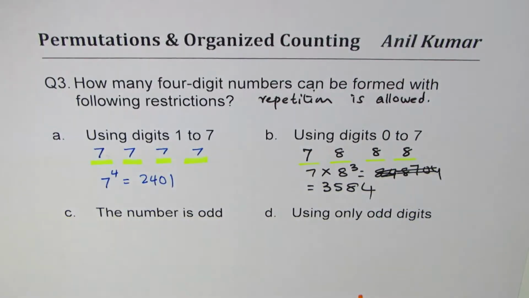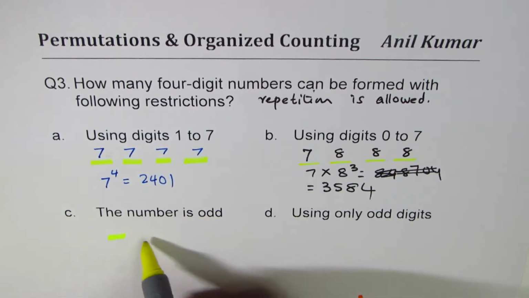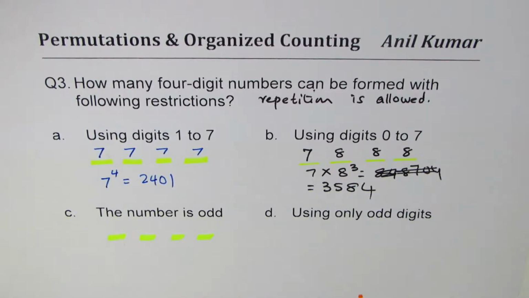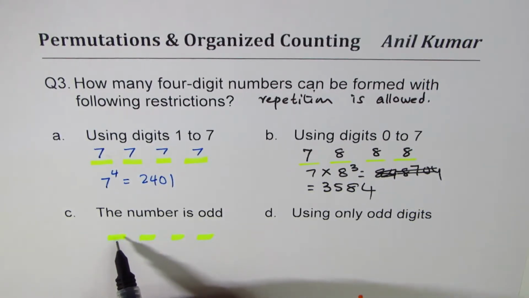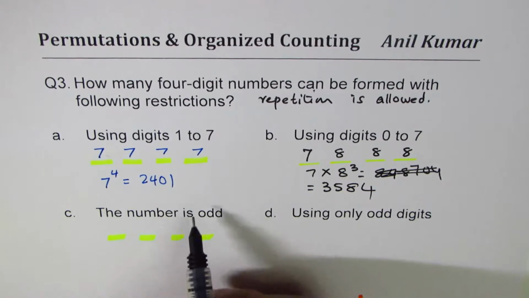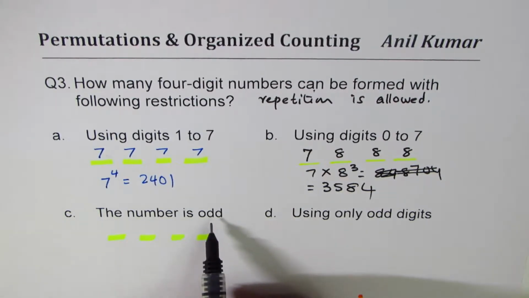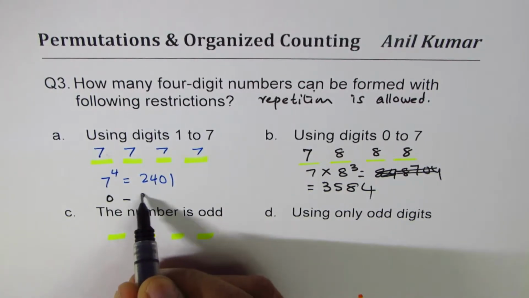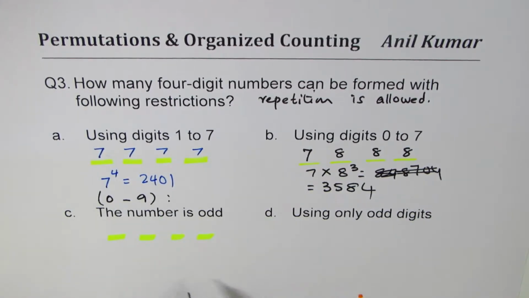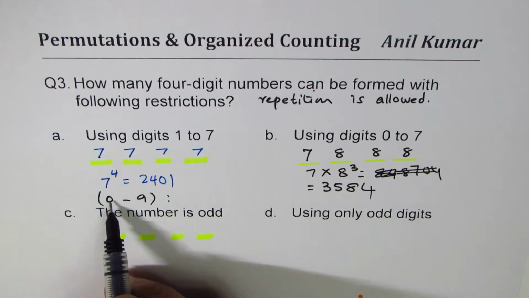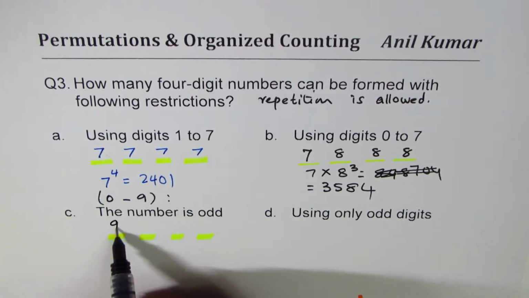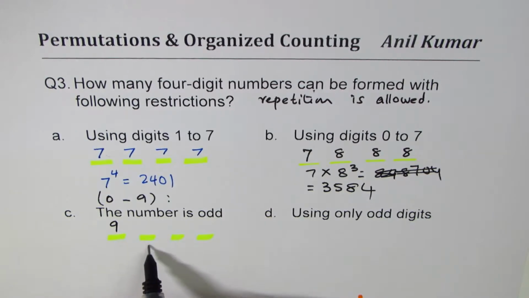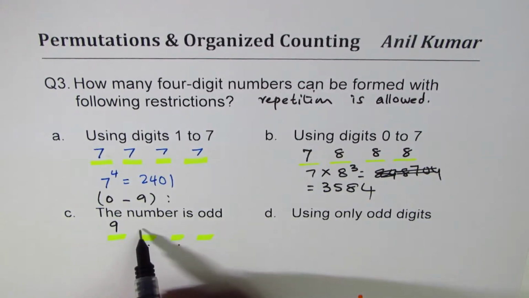Correct. Part C is the number is odd. A 4-digit number which is odd means what? 1, 2, 3, 4. Since repetition is allowed, in the first place we could place any number. Now, when we say the number is odd, which digits are we using? In general, the digits are 0 to 9. So there are 10 digits in all. In the first place, we cannot use 0, but we could use the other 9. So we have 9 options for the first place. In the second and third place, there are no restrictions. All 10 can be used.